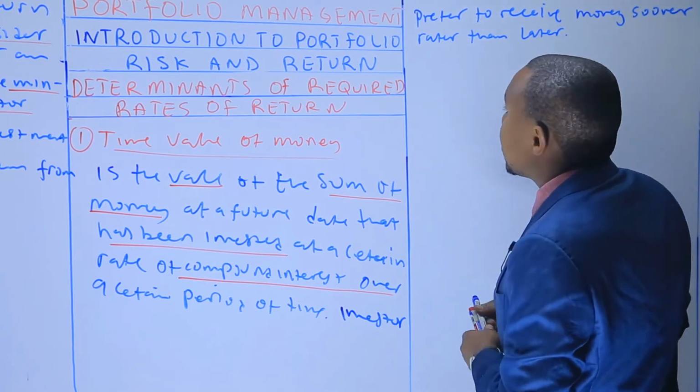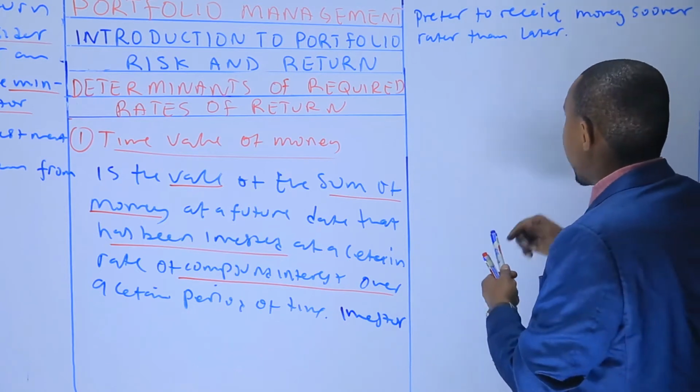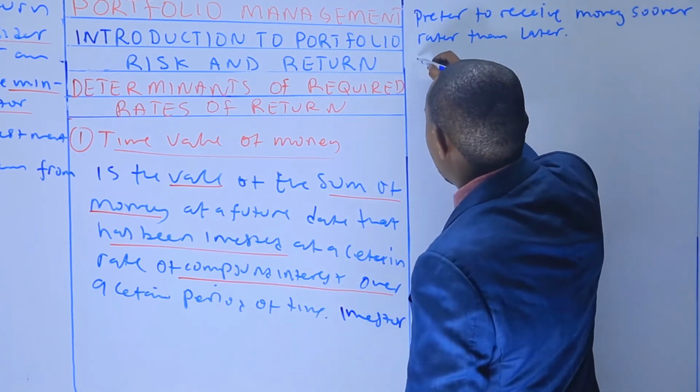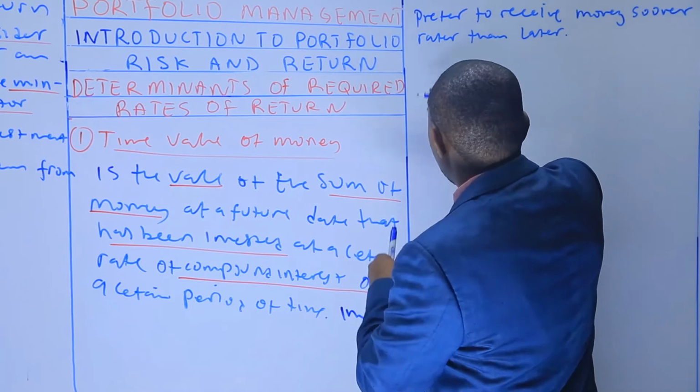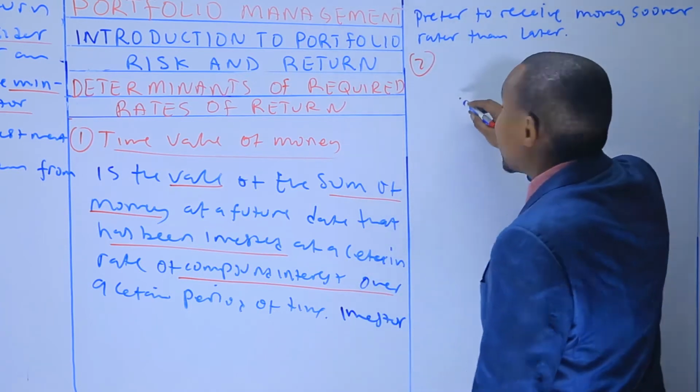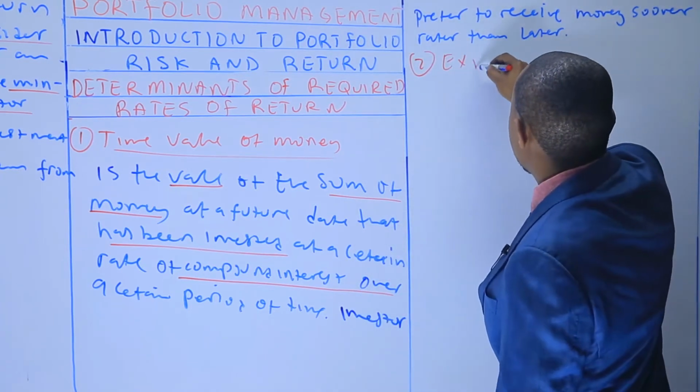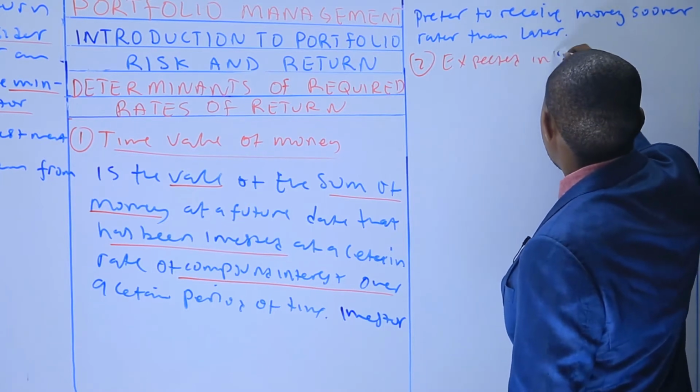The second determinant of required rate of return, very important, is number two, expected inflation.